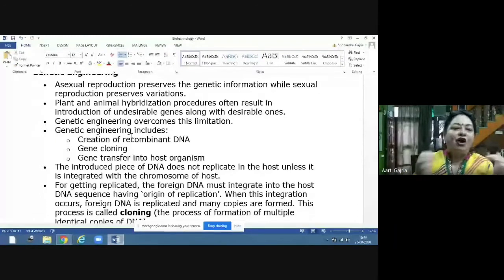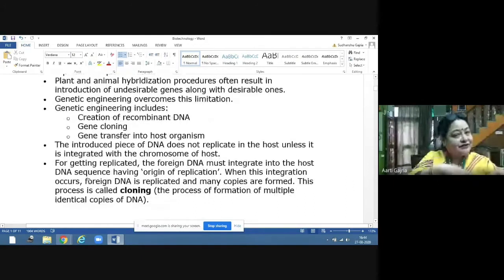That is called recombinant DNA. So, first of all, you have to create recombinant DNA. Then you have to clone that gene which you want. Whatever is the gene of interest, you have to make multiple copies of that gene, and that is called gene cloning. And then you have to transfer that gene into the host organism where you want that phenotype to be changed. Like in plants, the gene responsible for glow was transferred to the host organism. So these are the three steps in genetic engineering.